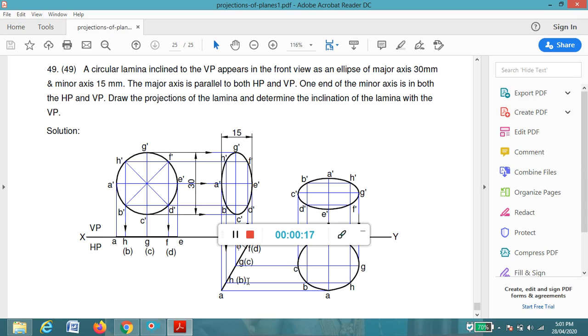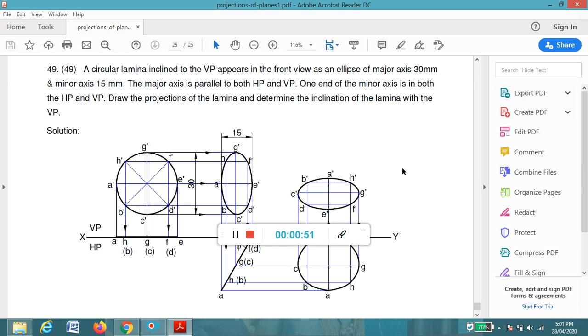Just in your question bank with solution, the circular lamina inclined to the VP appears in the front view as an ellipse of major axis 30 mm and minor axis 15 mm. The major axis is parallel to both HP and VP. One end of the minor axis is in both the HP and VP. Draw the projections of the lamina and determine the inclination of the lamina with the VP. This is the given problem.